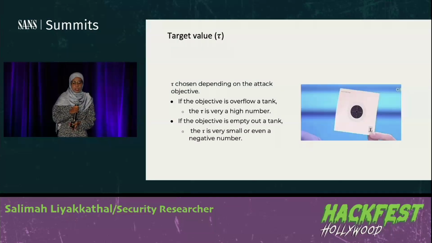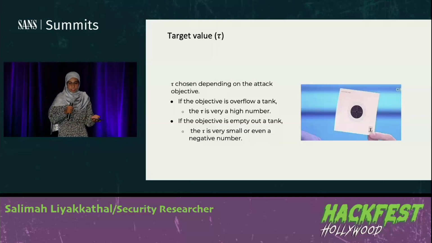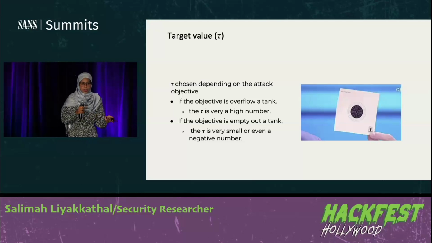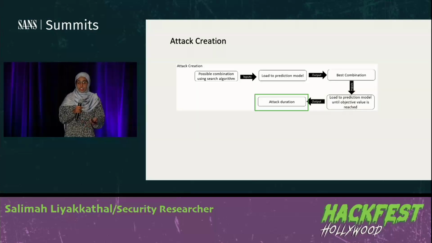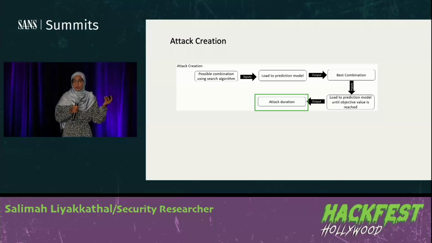And then we have the target value. If your objective is to overflow a tank, the target value should be very high. And if your objective is to empty out the tank, the target value should be low or even negative. So this is the outflow. Once you list out all the possible combinations, you load them into the prediction model, which you found in phase 1. This will output the best combination to use. And for the best combination, based on your objective, it will tell you how long this attack should be carried out.